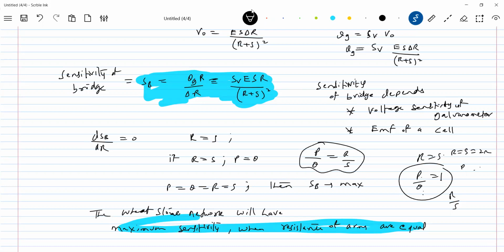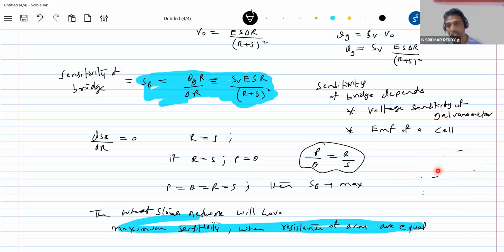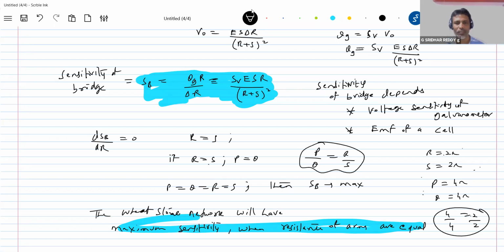Yes, sir, I'm telling the same thing. P and Q should have equal resistance, R and S should have equal resistance. But why should Q and R have equal resistance? For maximum sensitivity, I ended up with this condition. So I'll adjust values like this: R equal to 2 ohm, S equal to 2 ohm, P equal to 4 ohm, Q equal to 4 ohm. The ratio P by Q, 4 by 4, equals 2 by 2, so it's satisfied. Then if you check it, the bridge is not sensitive.